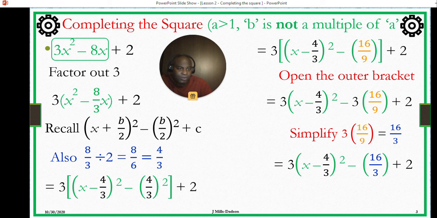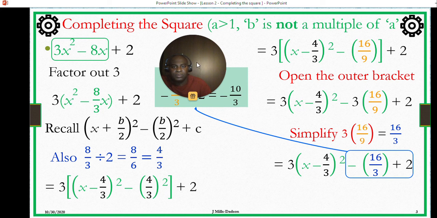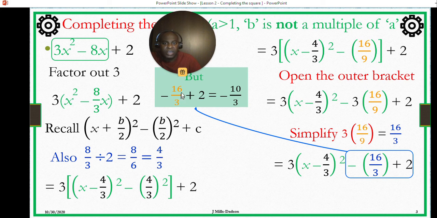Then finally, work out negative 16 over 3 plus 2. When you work that out, that gives you negative 10 over 3. So I'm replacing everything here with negative 10 over 3, and that completes the square. So the answer to 3x squared minus 8x plus 2, when you complete the square, gives you 3 into bracket x minus 4 over 3 squared minus 10 over 3.